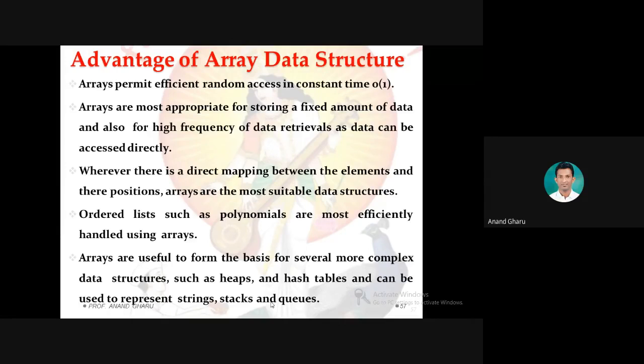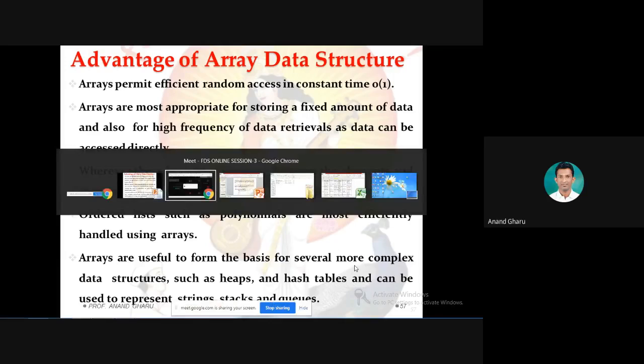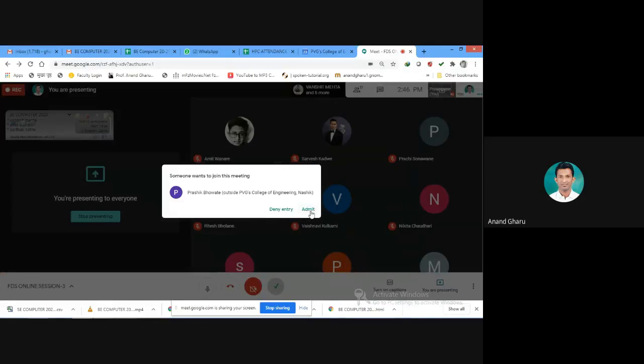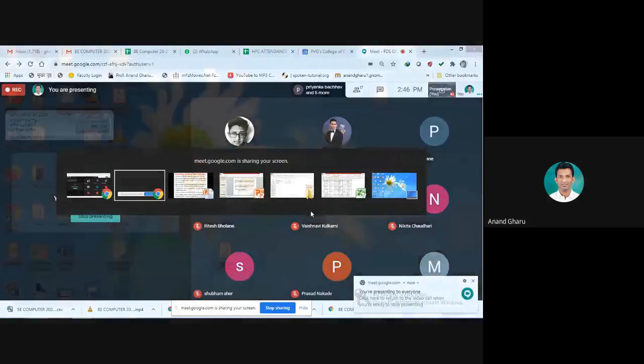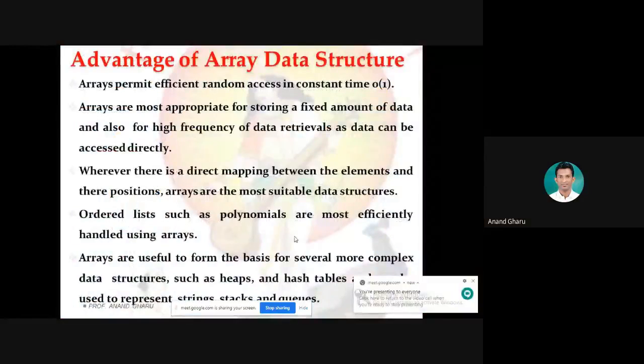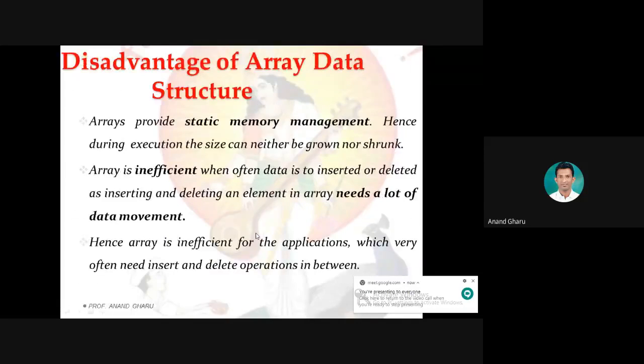Also stack and queue operations, but we don't know the concept of stack and queue right now, because in unit number 3 we are going to study stack and queue. So we can also implement stack operations or queue operations with the help of the array. We will see in unit number 3.